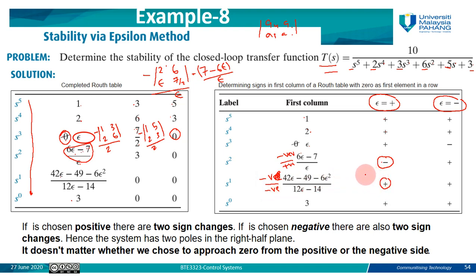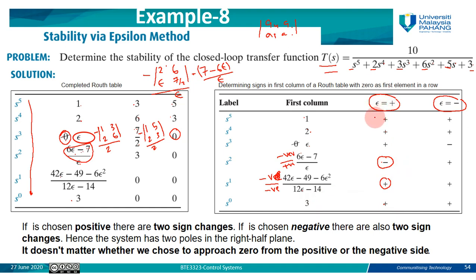Whatever the value is, we are not going to calculate it here. Our focus is only on the sign of the element. Is it positive or negative? Then we have the 3, which has a positive value. Now this is in the case where we assume epsilon is positive.